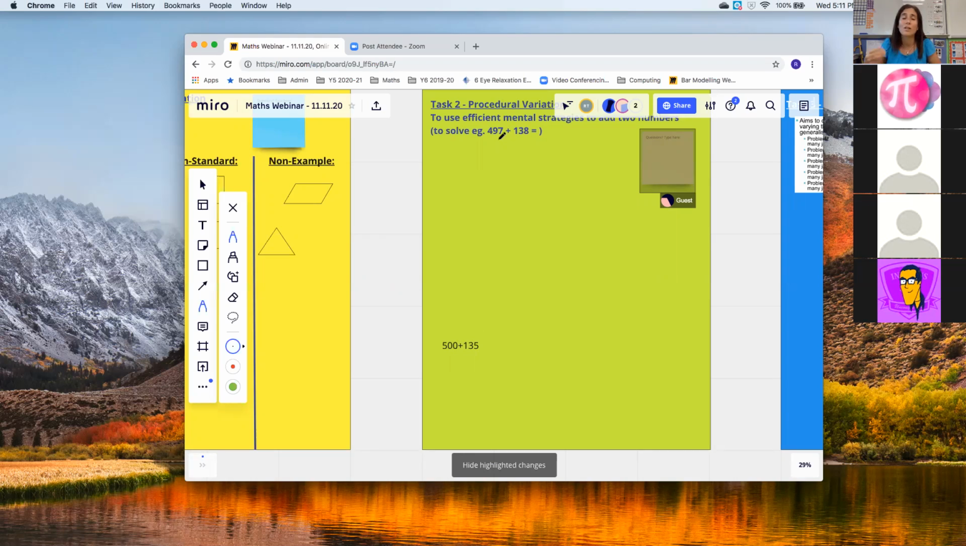Do we want to start with single digits? What age are we teaching? What type of children are we teaching? Do we want to go back to single digits and show that relationship with smaller numbers, or do we want to go straight into double digits or triple digits?